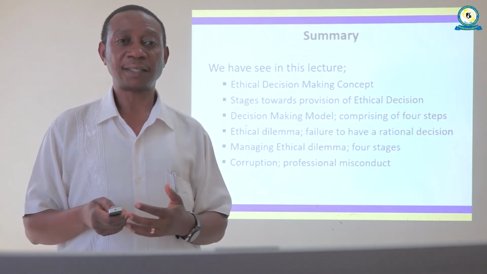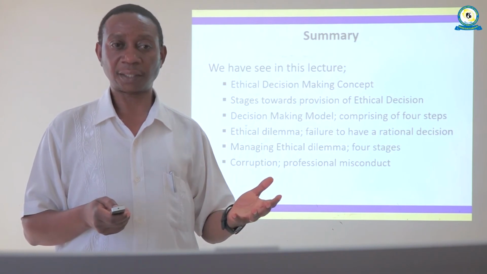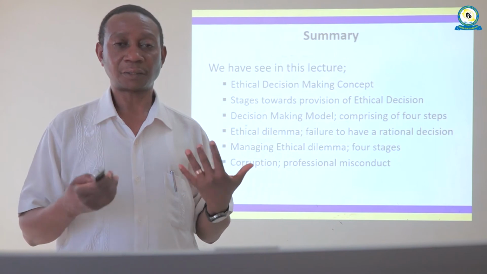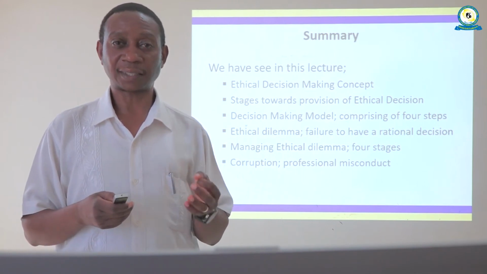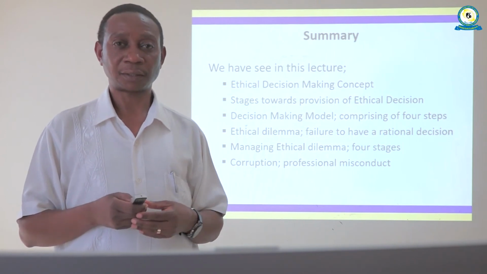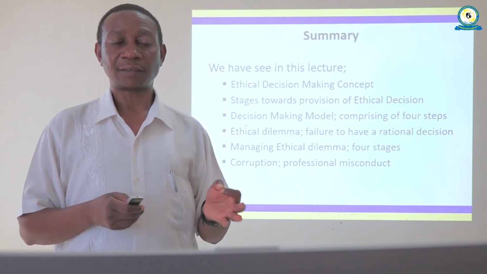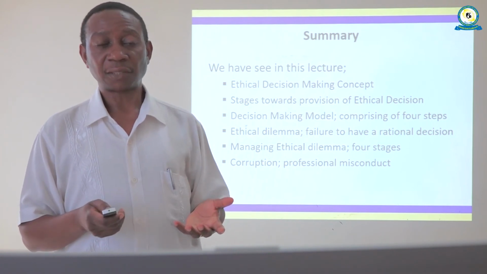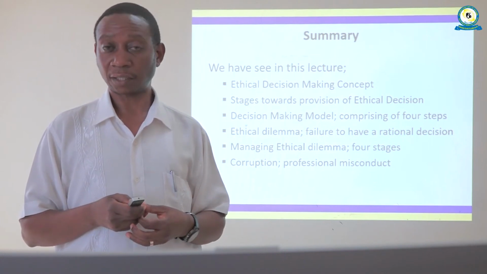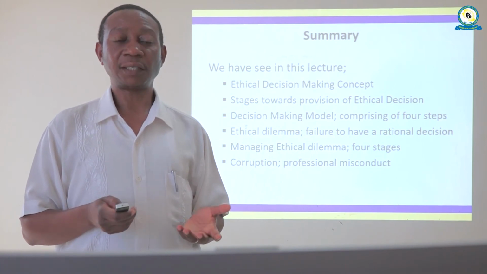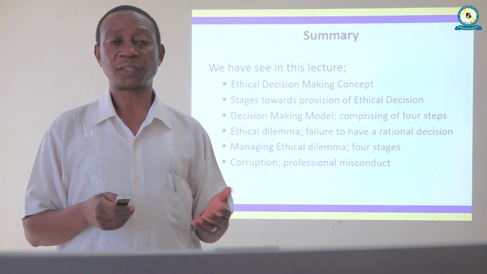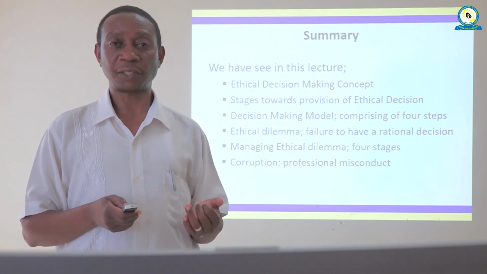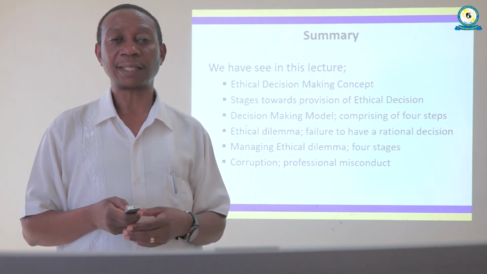To summarize what I've just said in this lecture, we have just seen the ethical decision making concept, that you need to decide ethically. You need to abide by values, standards, principles, and laws in making any decision. At the end of the day, we see the changes that occur to the client. We have just seen the stages of development toward ethical decision making, and we have seen the model in making decisions. There are 4 steps that we have just seen, and we have seen ethical dilemma, and that corruption is total misconduct. It is one of the dilemmas that we have just mentioned.